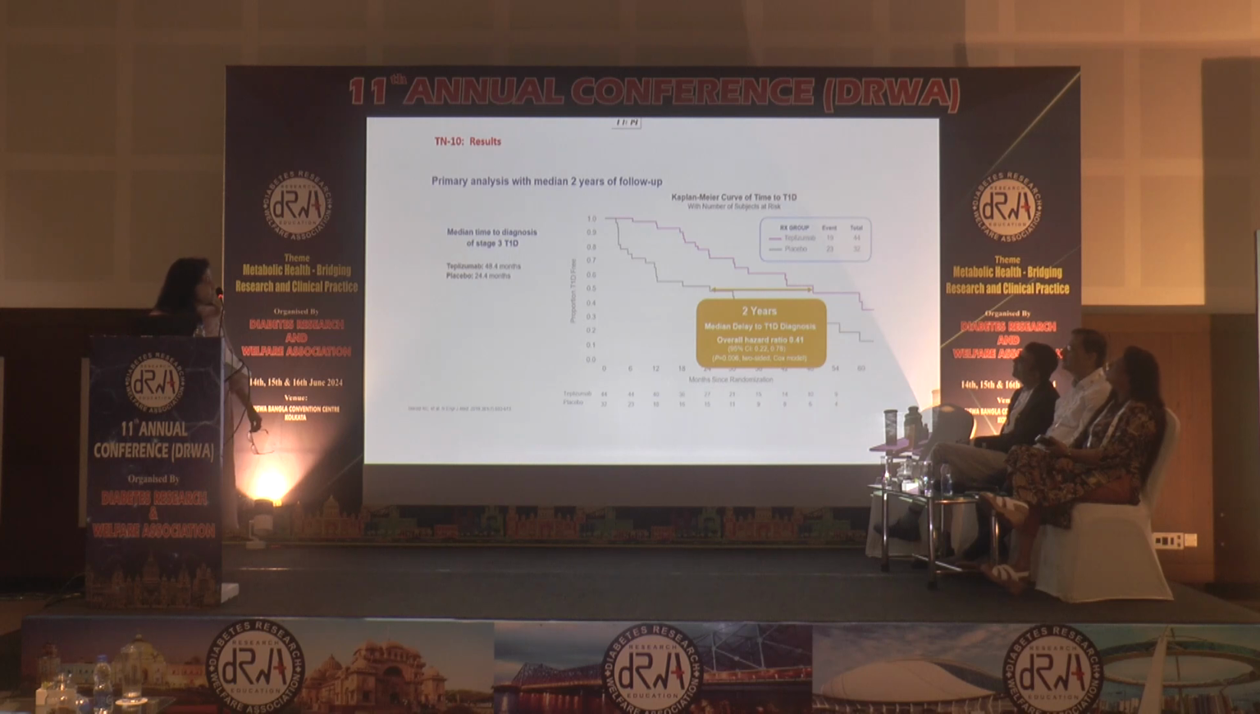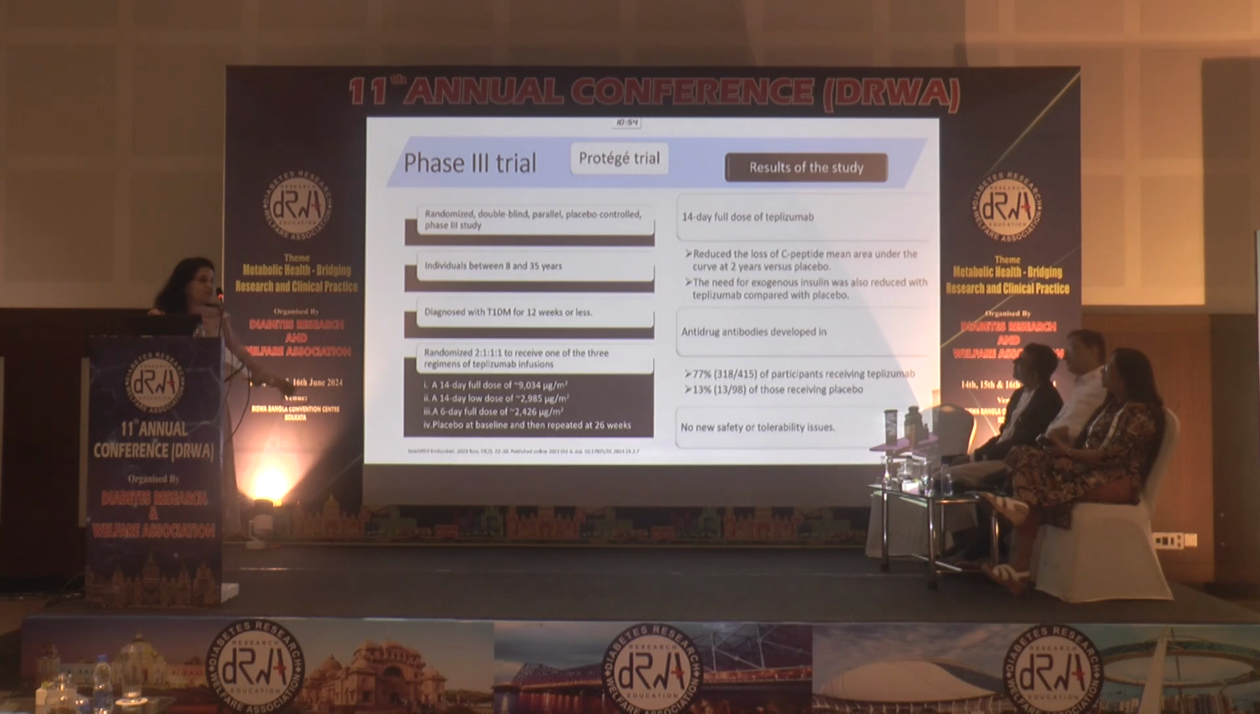So primary analysis with 2 years of follow-up showed that in the teplizumab group, it took 48.4 months to go from stage 2 to stage 3, while in the placebo group, it took 24 months. So a good 2 years, stage 2 to stage 3 was postponed, and 2 years is a very long period for, say, a 4-year-old, who will then become type 1 at 6. This was the TN-10 trial.